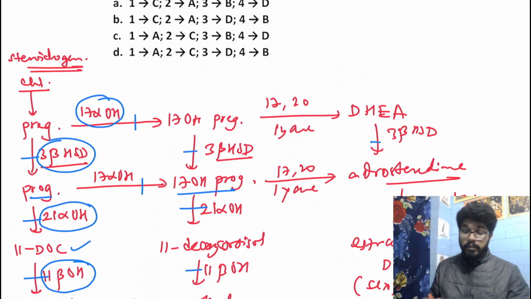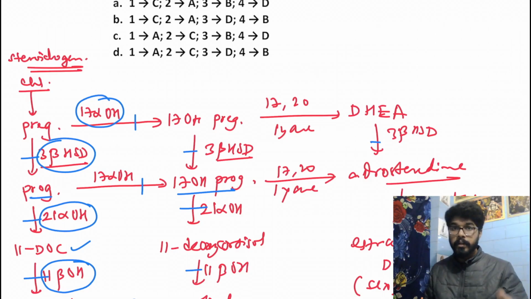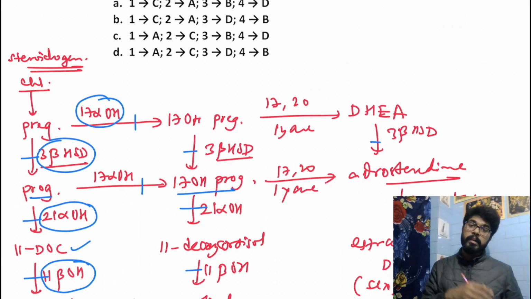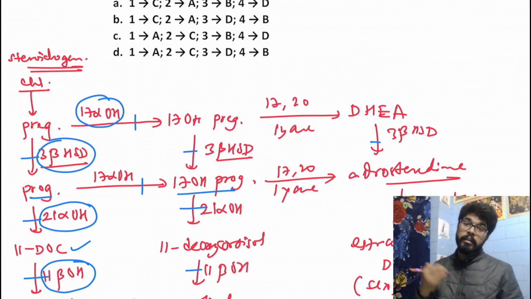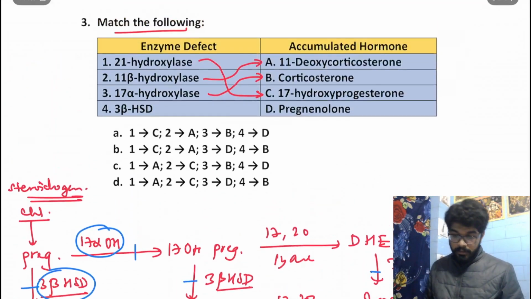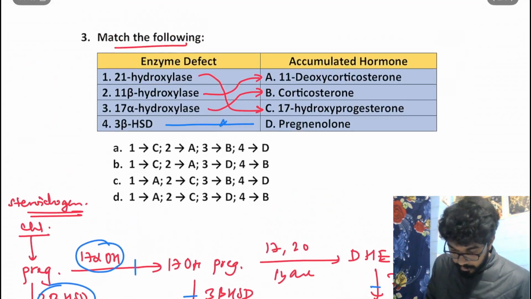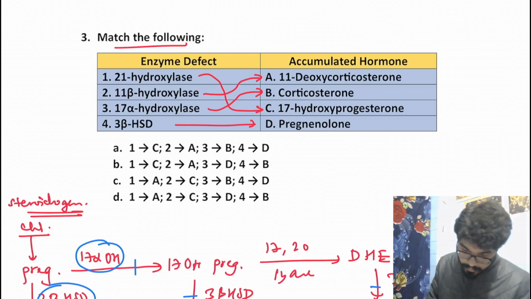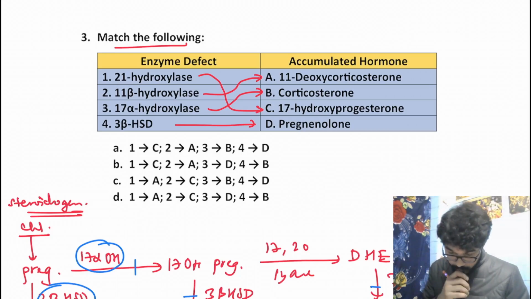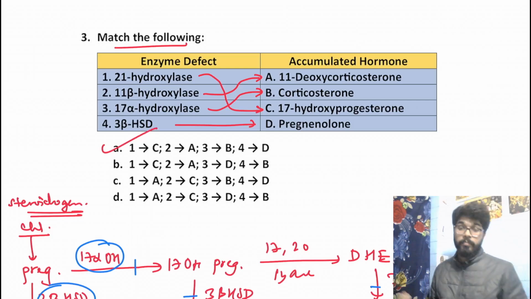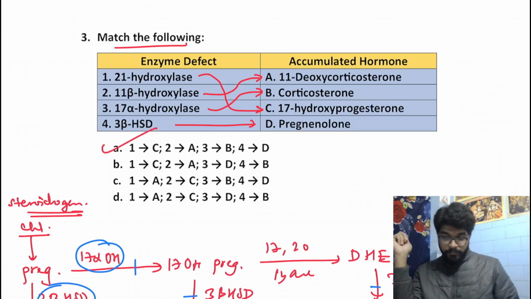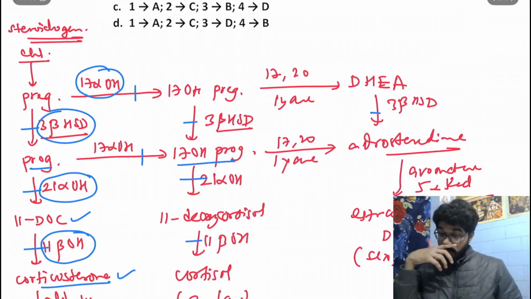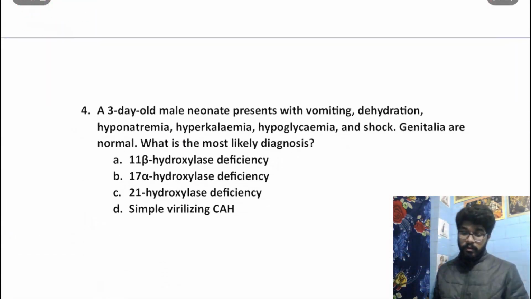So this would result in accumulation of pregnenolone, 17-hydroxypregnenolone and DHEA, and this pregnenolone and 17-hydroxypregnenolone will be converted again into DHEA, so that would result in accumulation of DHEA. So it should be D. So answer should be 1C, 2A, 3B, 4D. Option A should be your answer. So this steroidogenesis pathway is quite important to understand the accumulated hormone. Moving on to the next question.